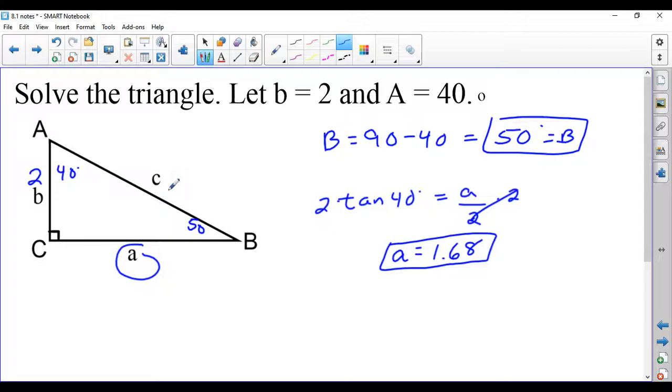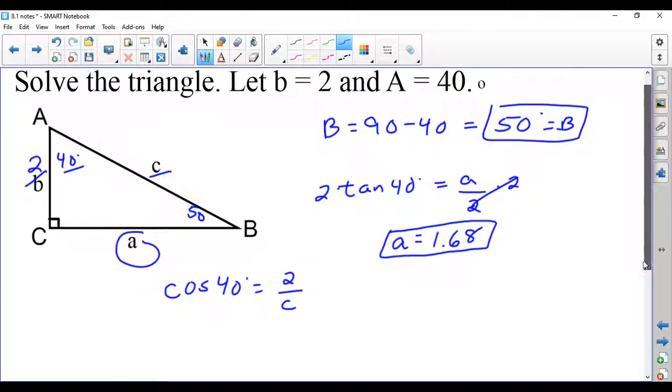Then we want to find the length of side C, and you could use Pythagorean theorem at this point, but try to avoid using rounded values in your calculation. Instead, I have the 40 degrees, side of length 2, and then C is the hypotenuse. So 2 is my adjacent side. I'm going to use cosine of 40 equals adjacent over hypotenuse.